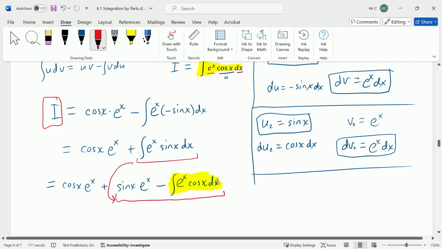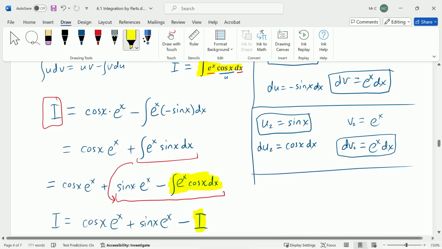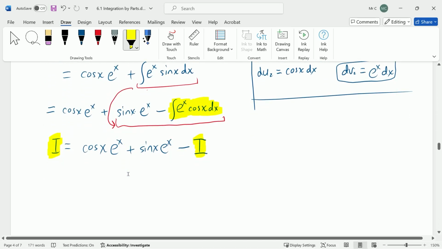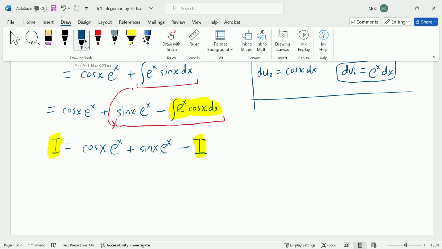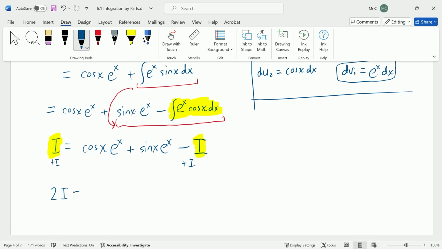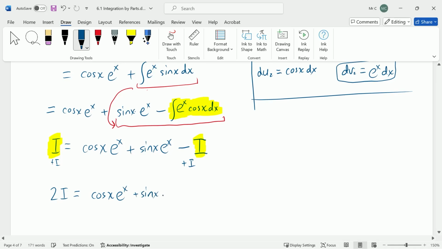So I can rewrite what I've gotten here as an equation of I equals cosine of x e to the x plus sine of x e to the x minus I. That's the key, because I is that integral. And now I can just solve this algebraically like I would for any other variable. I add I to each side. So I get 2I equals cosine of x e to the x plus sine of x e to the x.